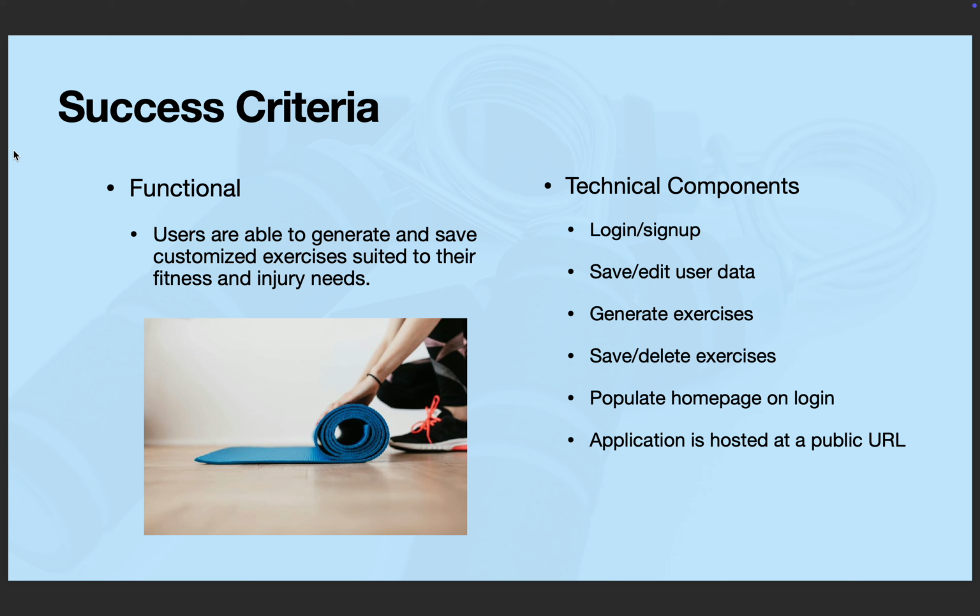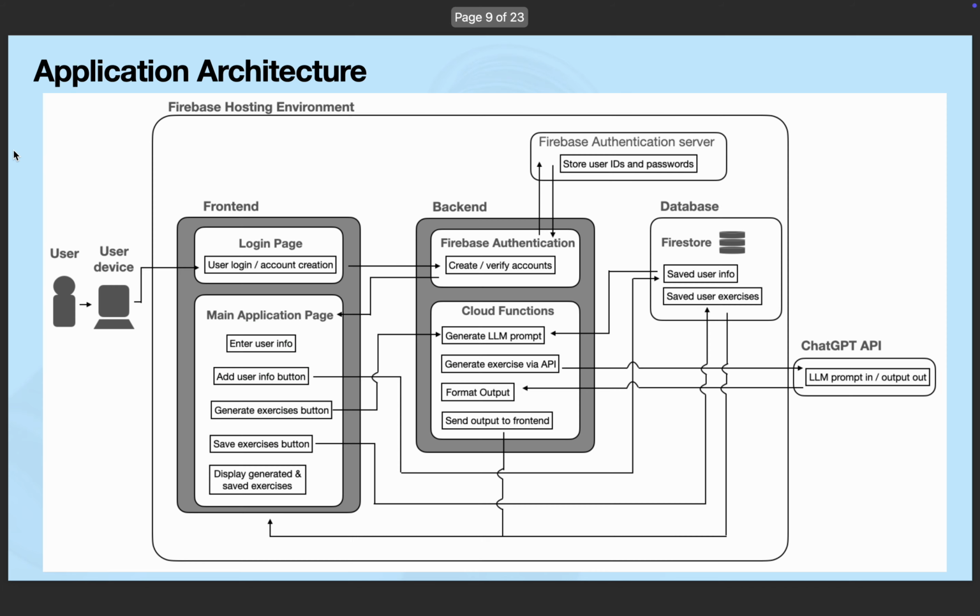They also need to be able to populate all of their information and their saved exercises on login, so that when you log in, it's pulling all of your information from the database, it's populating those exercises. And then finally, the application hosting. It needs to be available at a public URL and up so that the users can actually use it.